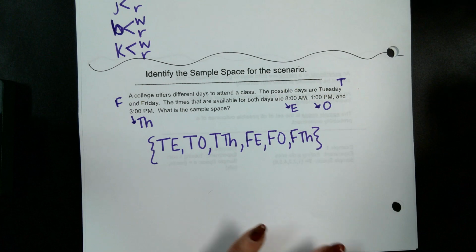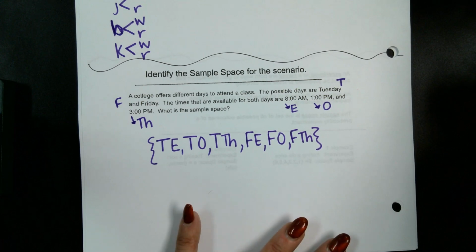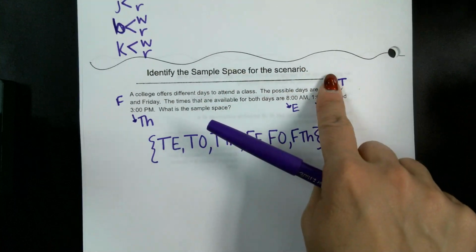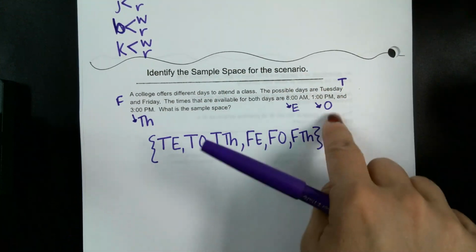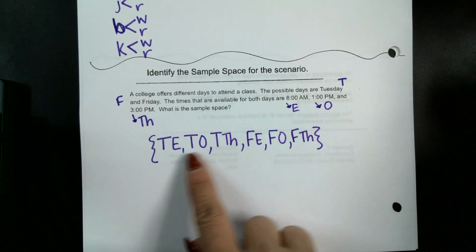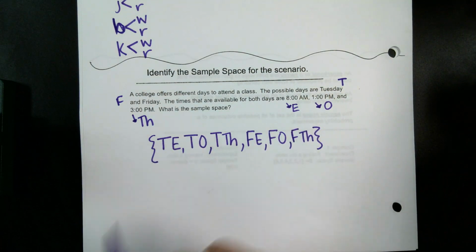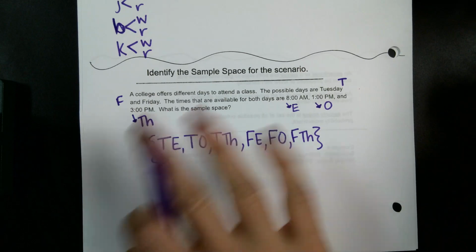So what I'd like you guys to notice is that when there were 2 days and 3 different times, we had a total of 6 options. Well, how do you make 6 out of 2 and 3? 2 times 3.